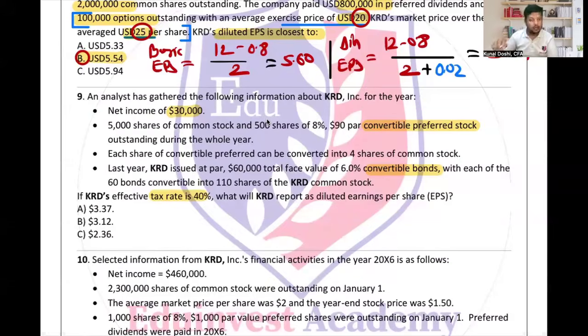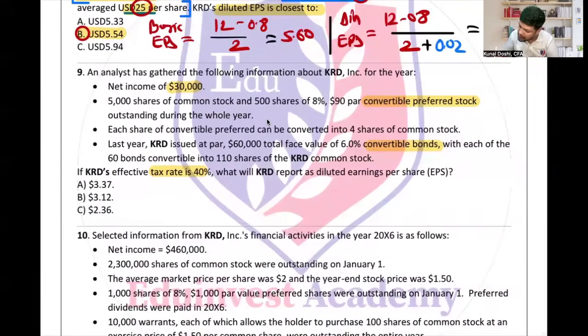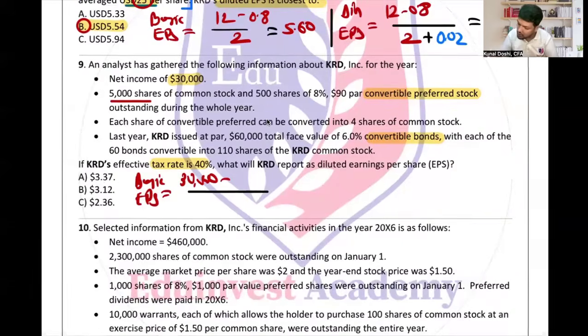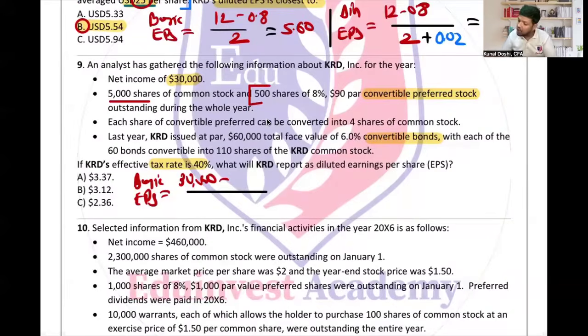Coming back to this question, net income. So what is going to be my basic EPS, everyone? My basic EPS is net income 30,000 minus preferred shares dividend. How much is going to be the preferred share dividend? See, 5,000 shares of common stock, and 500 shares of 8% at 90 par. So what is the preferred stock value? 500 into 90 par, that is 45,000. On that, 8% turns out to be 3,600, your preferred dividend.